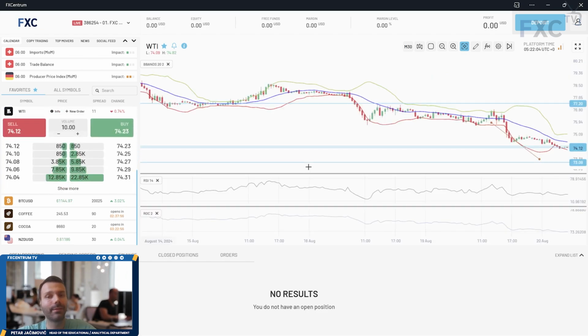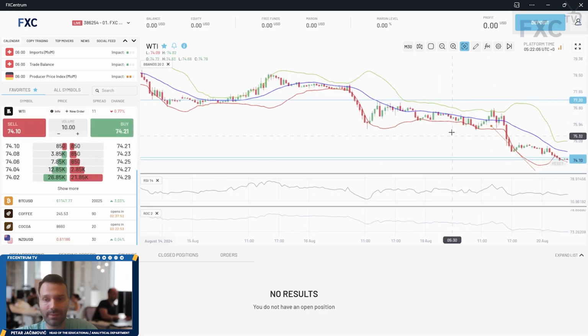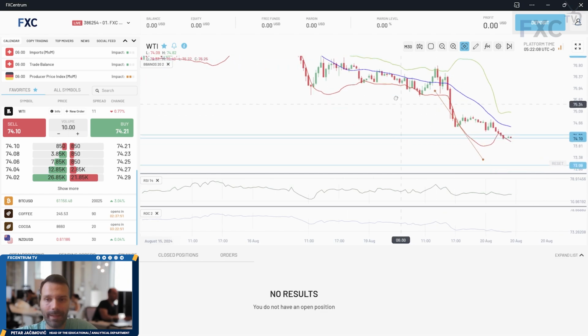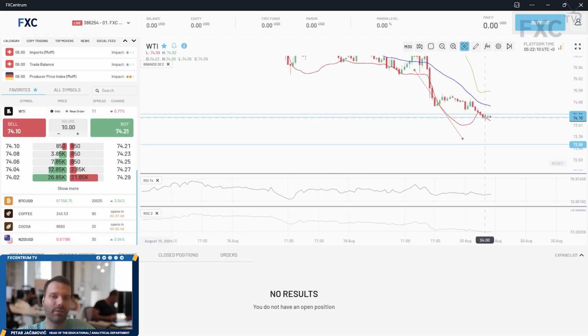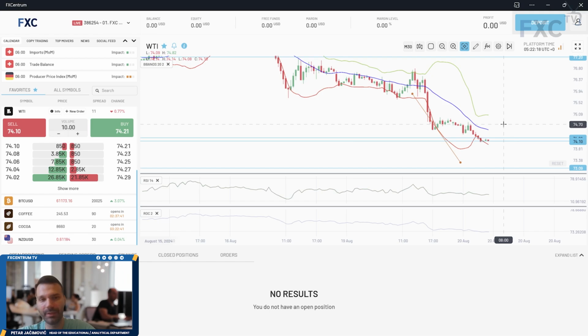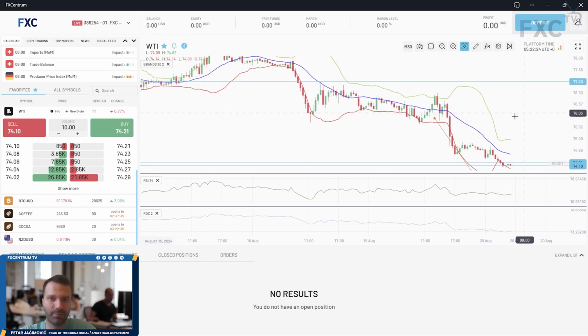Our WTI, so I gave a sell trade idea yesterday, and that sell trade idea is progressing very well. We're almost near our downside objective around 73.10. The market is trading here at 74.10. So that was a pretty good sell idea, more around 3 to 1 risk reward, so basically 3 times bigger reward versus initial risk on yesterday's sell idea on WTI.